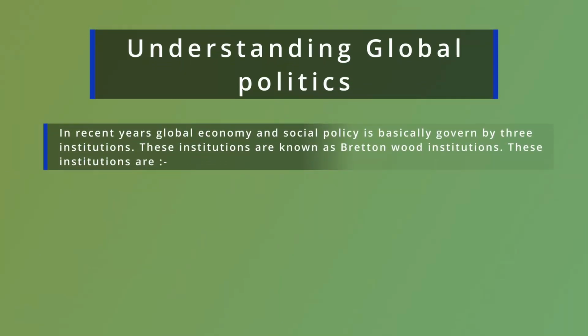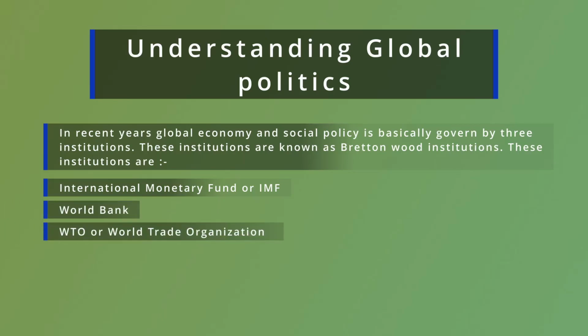Today I will discuss Bretton Woods institutions, their evolution, role and impact on the global economy. In recent years, global economic and social policy is basically governed by three institutions. These institutions are known as Bretton Woods institutions. These institutions are the International Monetary Fund or IMF, World Bank and WTO or World Trade Organization.